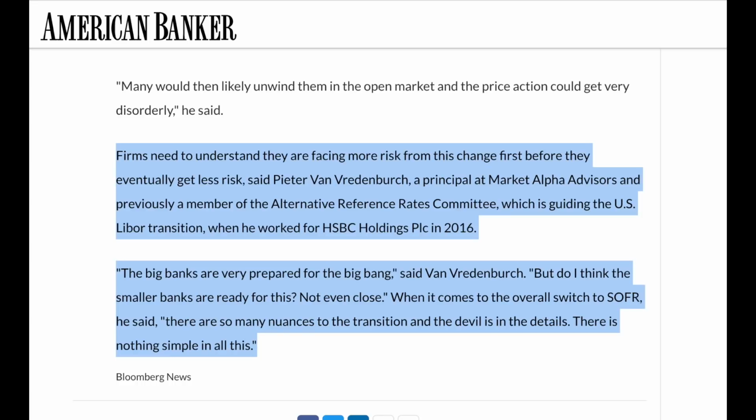The big banks are very prepared for the Big Bang. But do I think the smaller banks are ready for this? Not even close. When it comes to the overall switch to SOFR, he said, there are so many nuances to the transition and the devil is in the details. There's nothing simple in all this. So that's what it's all about.